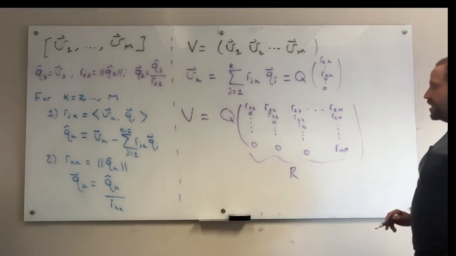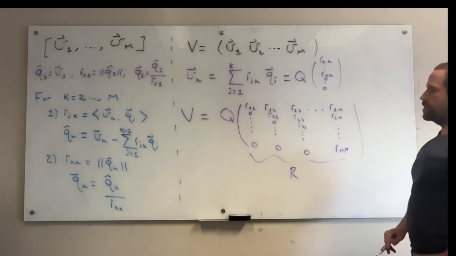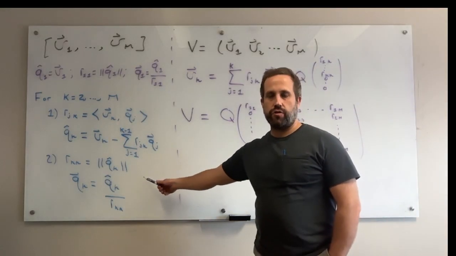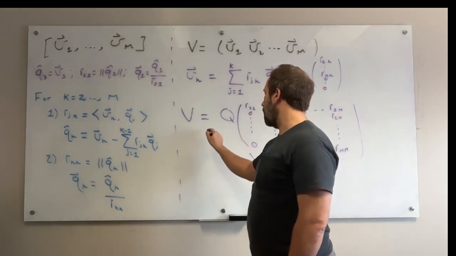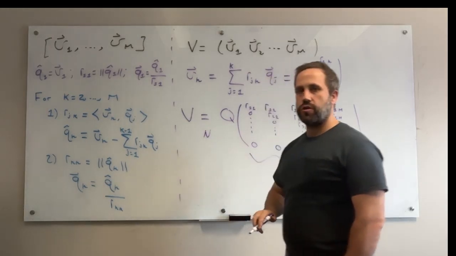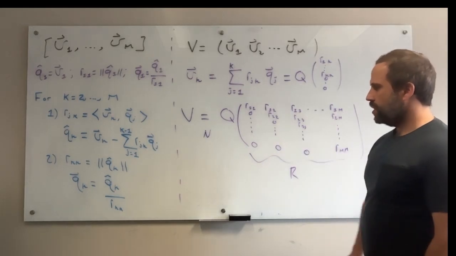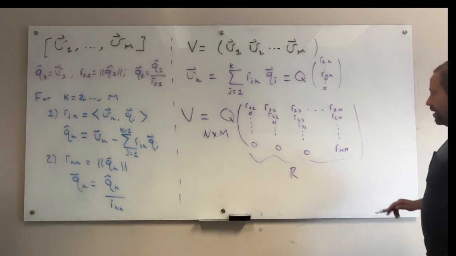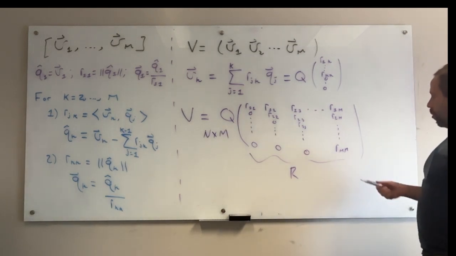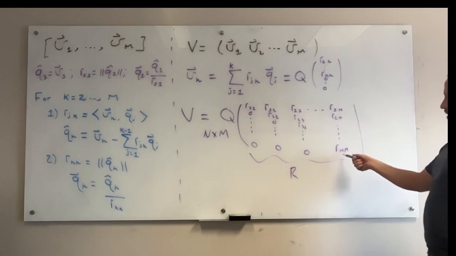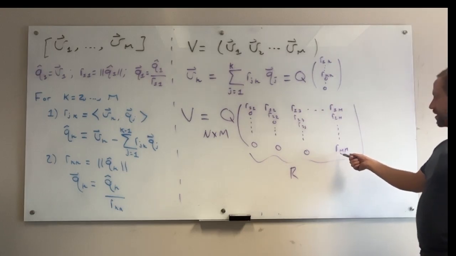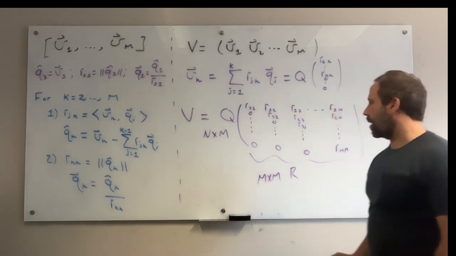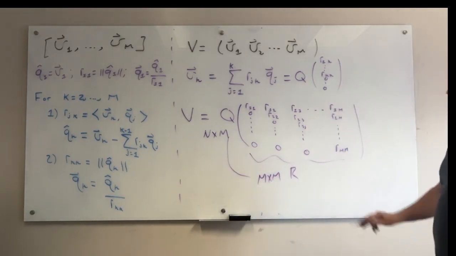Now let's just do a little sanity check. What are the dimensions of Q? Well, the columns of Q are these vectors, little q. So there are n entries in each one of those, so there are n rows in big Q. And there are m of them. So Q is an n by m matrix. What about R? Well, this tells us that the bottom right entry has indices mm. So R is an m by m matrix.